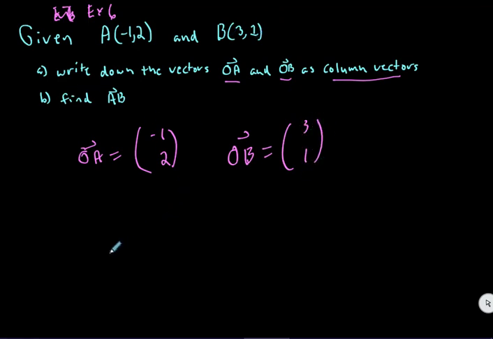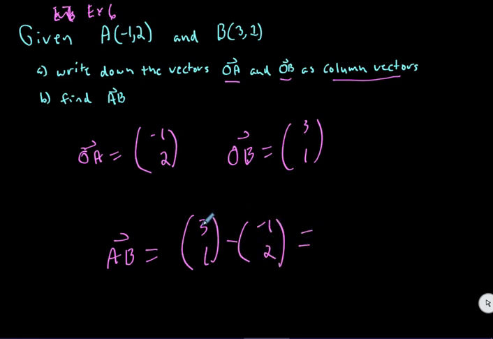And then find AB. To find AB, we can take the position vector B, we have 3, 1, minus -1, 2, and then we can write this as, well, 3 minus -1, that's going to be 4, good, and then 1 minus 2 is -1, so that's that one. Good. So that's how we can find that one.